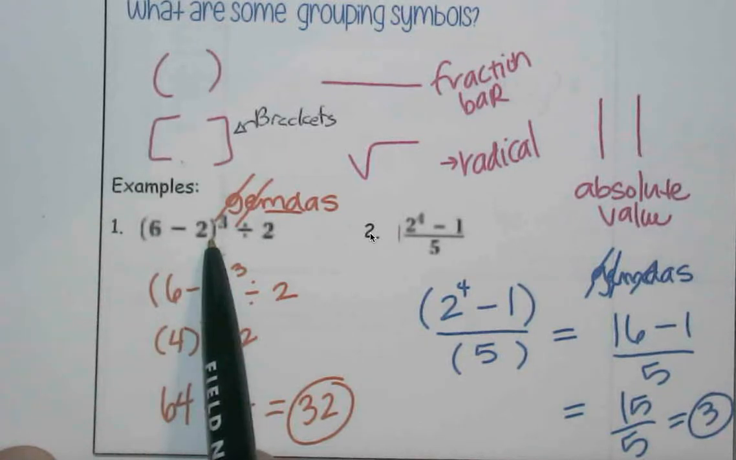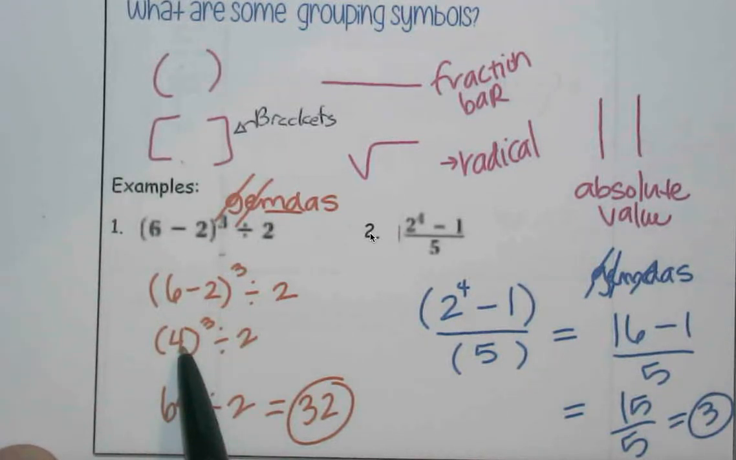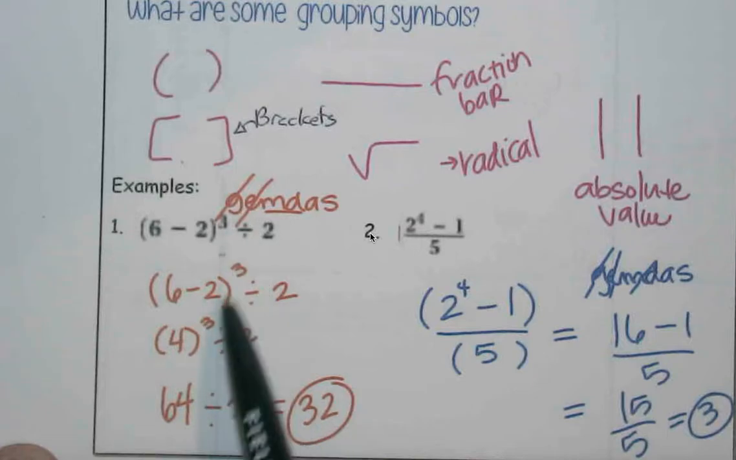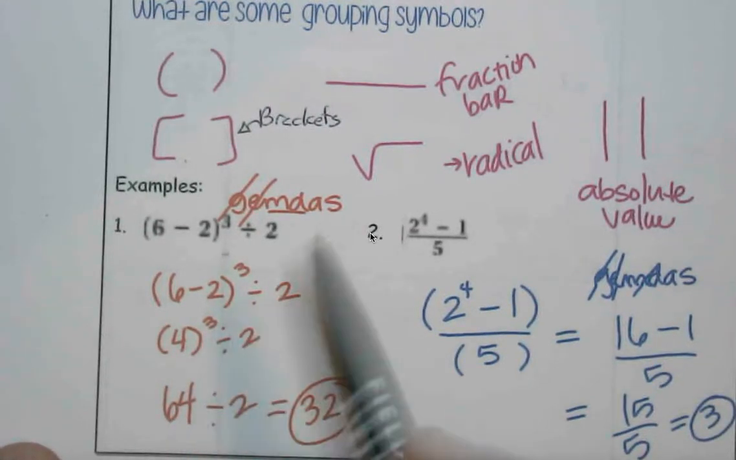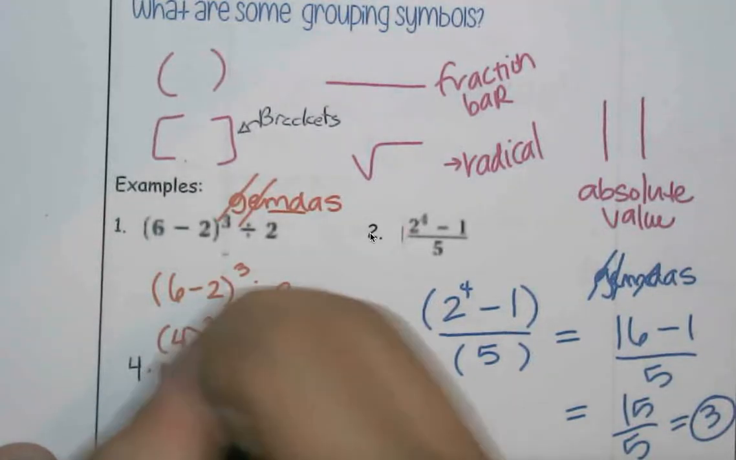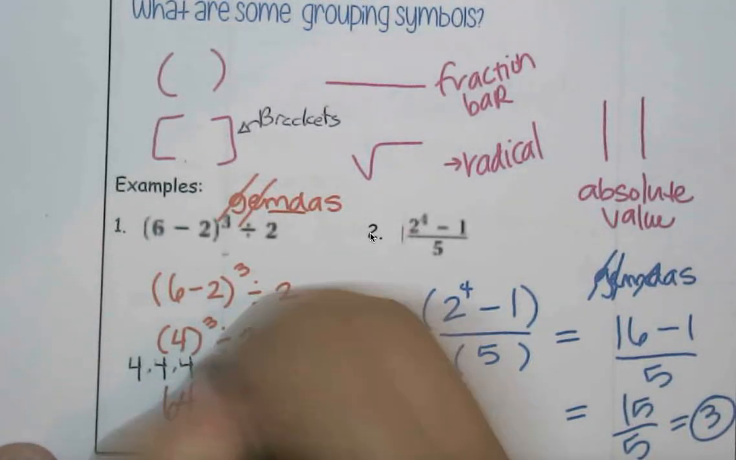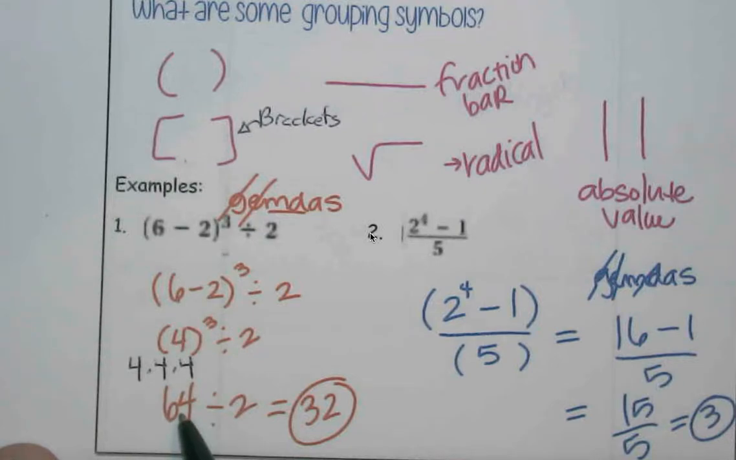6 minus 2, we can simplify that to 4. Continuing with exponents to evaluate this 4 to the third power. So if we have 4 to the third power, this is 4 times 4 times 4, which is then 64. Going from left to right with division, 64 divided by 2 gets you 32.